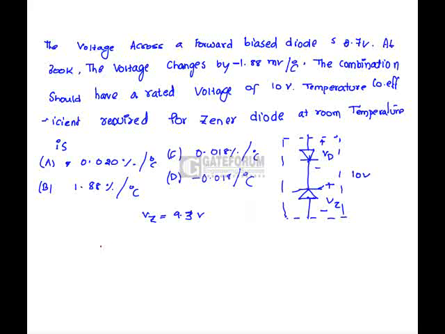So here Vz is 9.3 volts. So it has to increase by 1.88 millivolts per degree centigrade. That is 1.88 into 10 power minus 3 divided by 9.3, into 100, which equals 0.020% per degree centigrade rise in temperature. That is option A is correct.